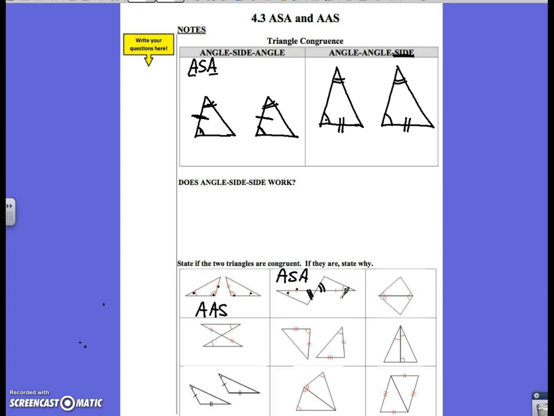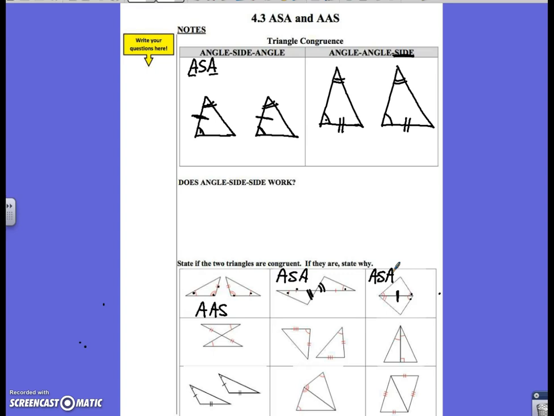So looking at this one, we've got this angle congruent to this angle. We've got another angle congruent to another angle over here. And hey, we don't have anything else. We don't have an angle, angle. Oh, yes, we do. Look at this. The reflexive property says this one is angle, side, angle as well.